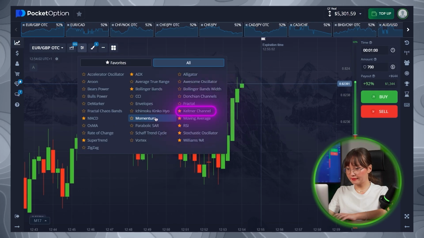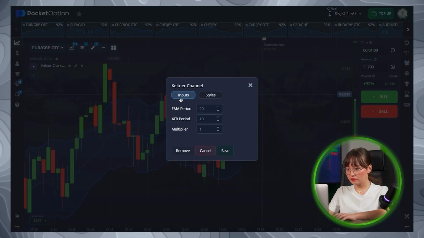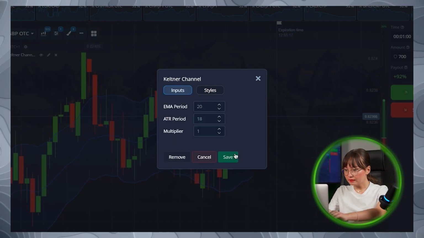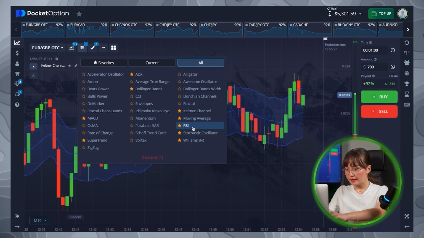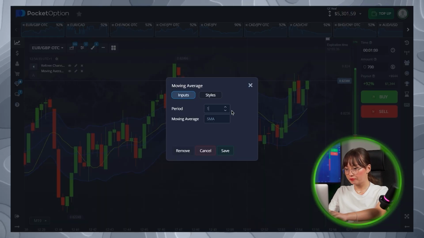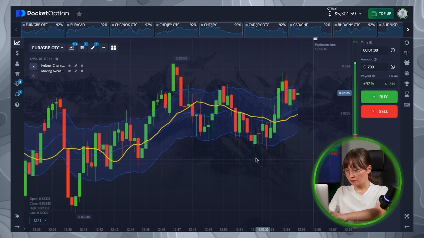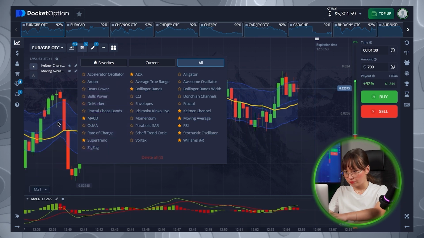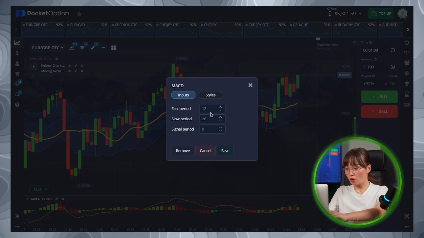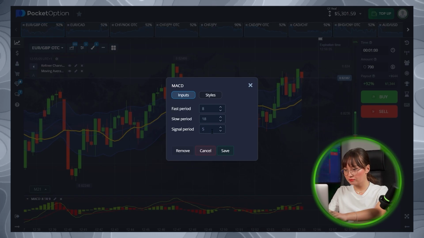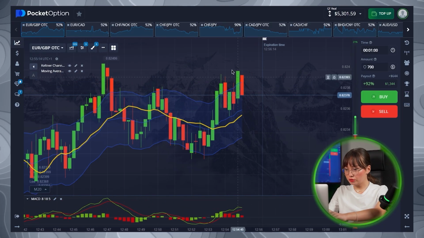First, I'll click on the Keltner Channel and configure it. I'll set the ATR period to 18. Then click OK. Let's add a second indicator, moving average with a 14-period setting. Before saving, we'll make the line thicker so it's easier to read on the chart. Finally, the last indicator, MACD: open the settings and set the values to 8, 18 and 5. Save that. Alright, we're good to go.